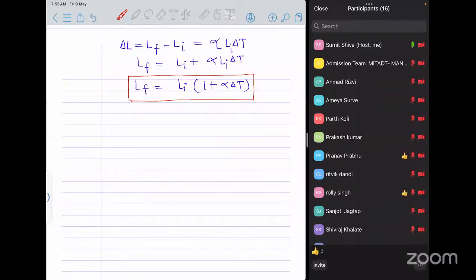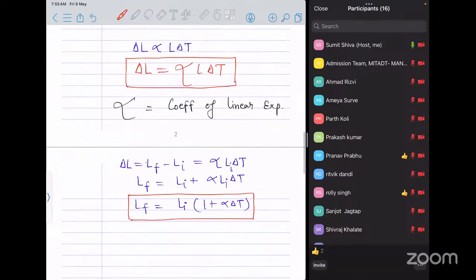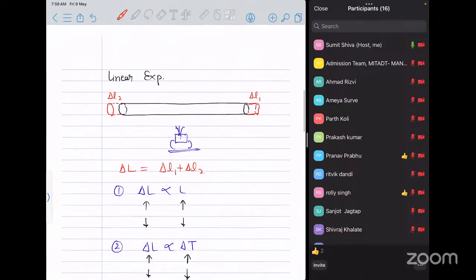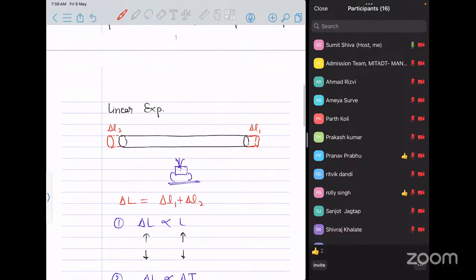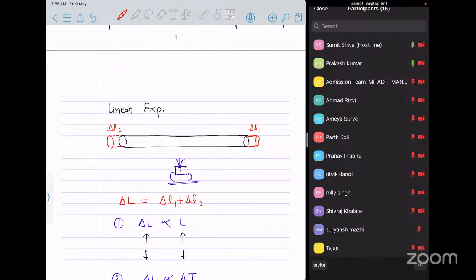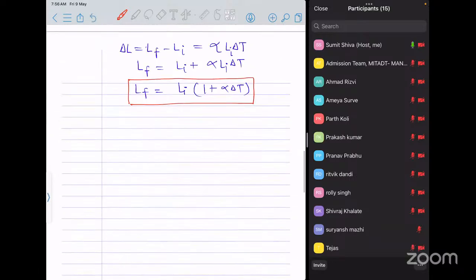Okay, so first of all, is the doubt clear about why the material is expanding? There was a question. Yes, sir. Clear. Okay.